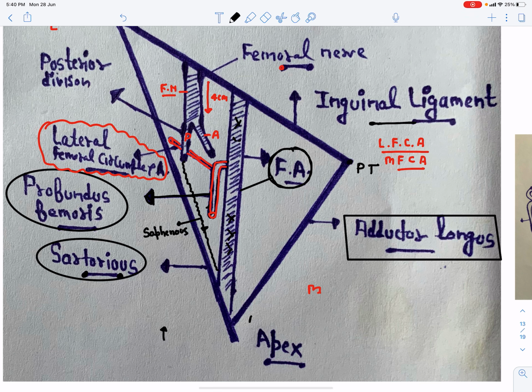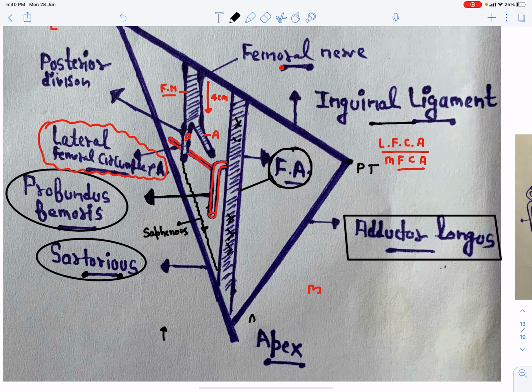Here we have the apex of the femoral triangle. Apex is directed downward and medially. And this side we have the base of the femoral triangle. Is it clear to everyone? Now, I am going to bring this.